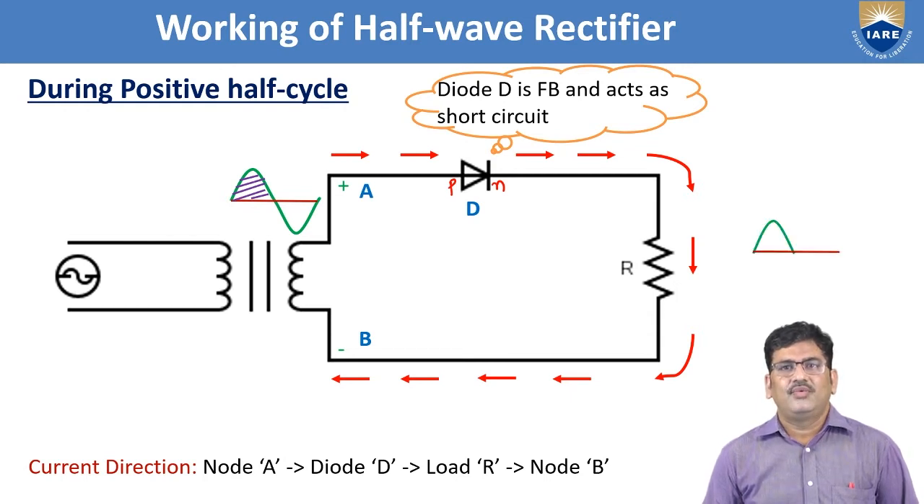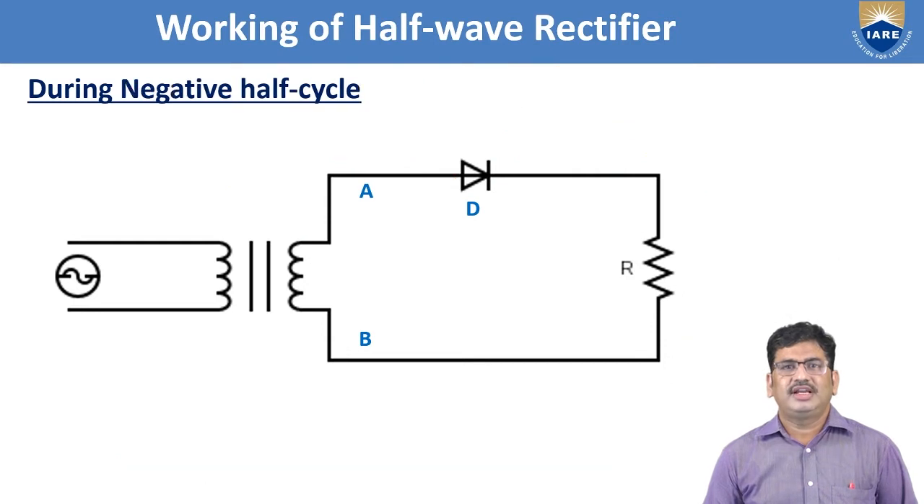And the output, whatever the input which you are applying, the entire input will be dropped across the resistance R, as we are assuming the diode is an ideal diode, where when it is in forward bias, the voltage drop across the diode is 0 volts. So whatever the input voltage appearing between the nodes A and B, the entire voltage will be dropped across the resistance R. Now we will move to the negative half cycle.